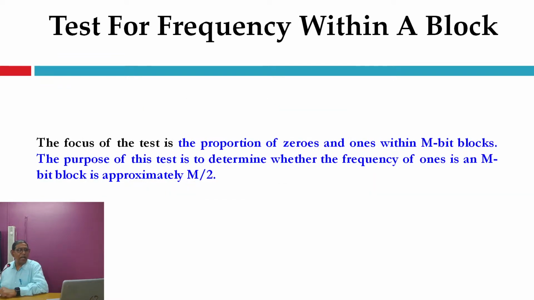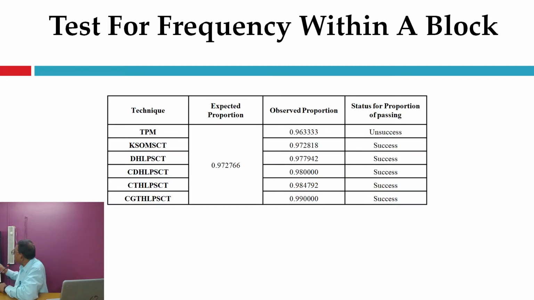Now let us test for the frequency within a block, how many strings of maximum length within a block there will be. For that test, you see the three parity machine is unsuccessful and all others are successful. That means when I have written this, 5 algorithms are good in terms of this frequency within a block. That means my 5 algorithms passed the first test as well as the second test out of 15.